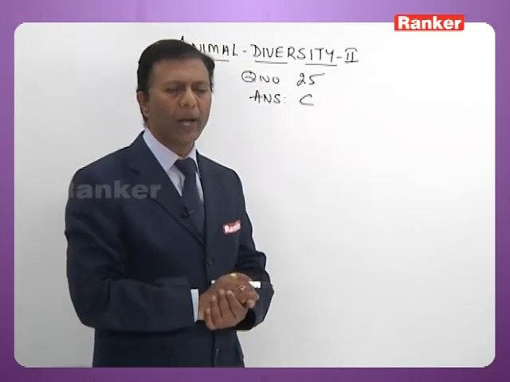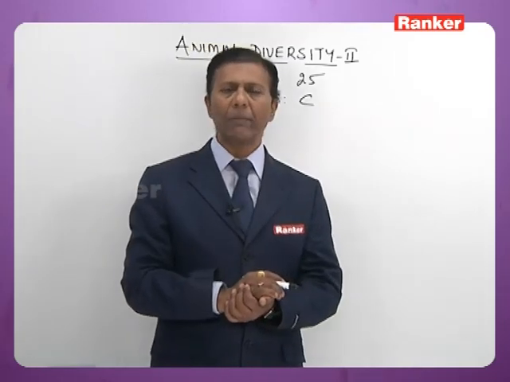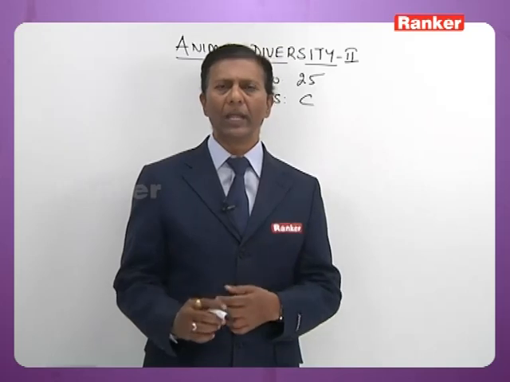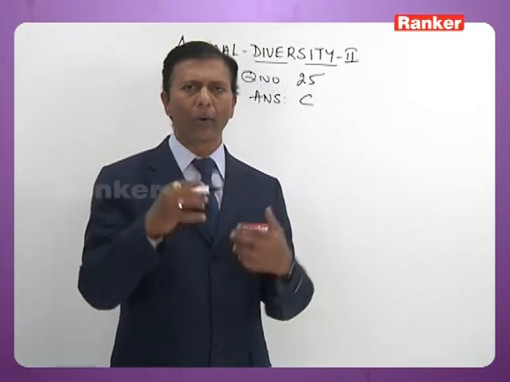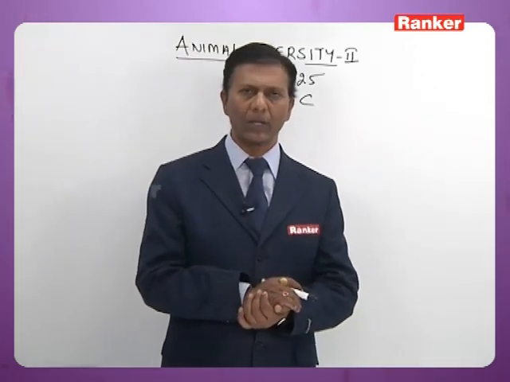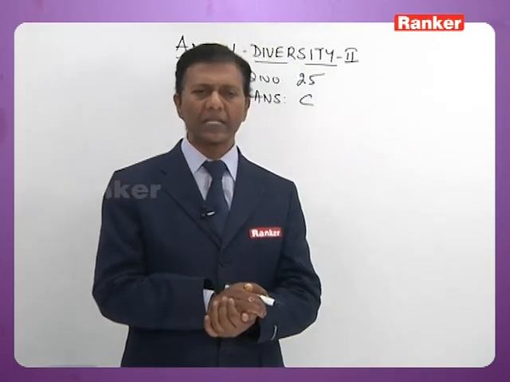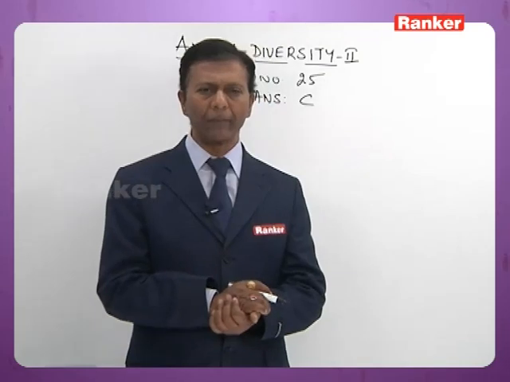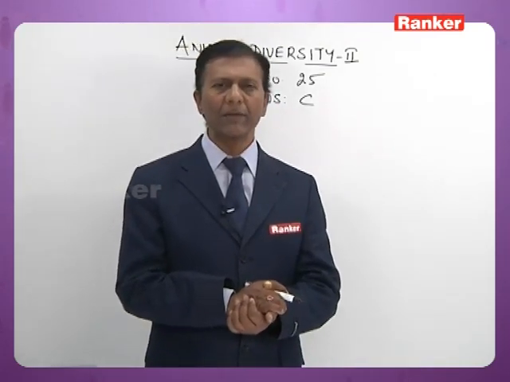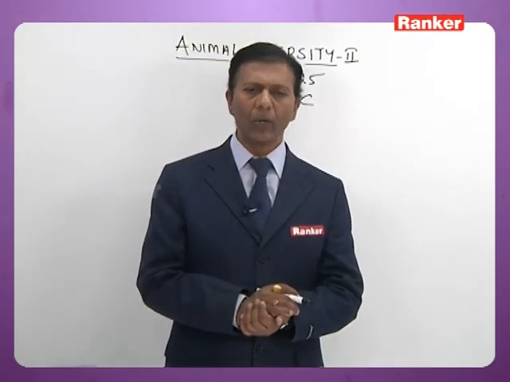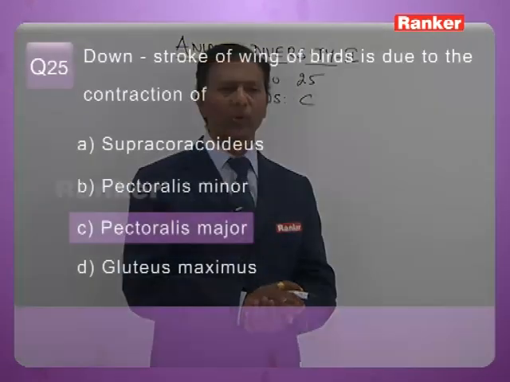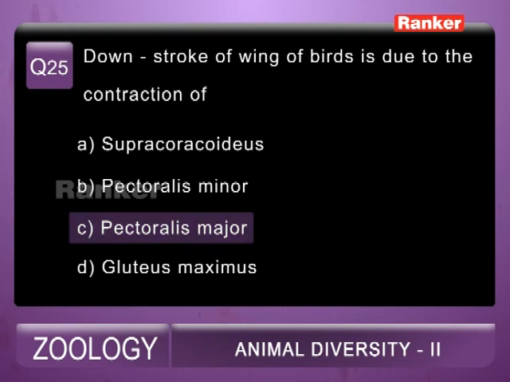And the other one, pectoralis minor, is called a depressor muscle because it is attached to the upper surface of humerus bone. When they contract, wings are pulled upwards and body is pushed downwards. So they are called depressors. Pectoralis minor is depressor, pectoralis major is elevator. Supracoracoides muscle facilitates movement of the wings. Gluteus maximus is the muscle that lies in the thigh region. So the 25th question correct answer is C.